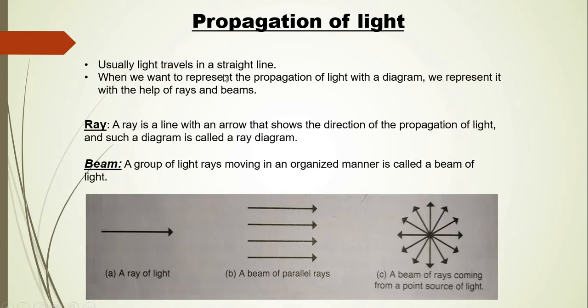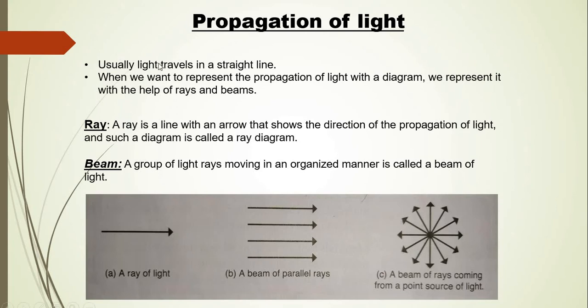Usually light travels in a straight line. When light travels, it always travels in a straight line. It's not going to follow a curved path. It always travels in a straight line, and this property of light is called rectilinear propagation of light. Because light travels in a straight line, that is called rectilinear propagation of light.